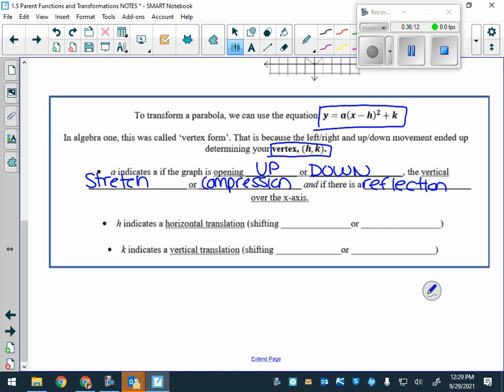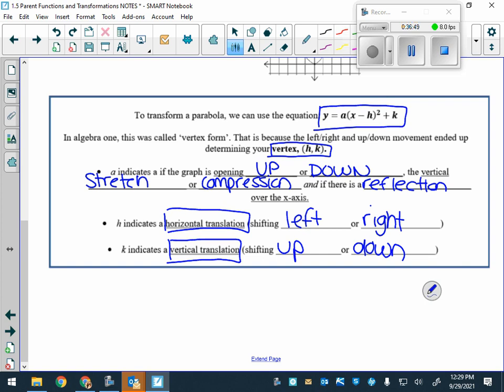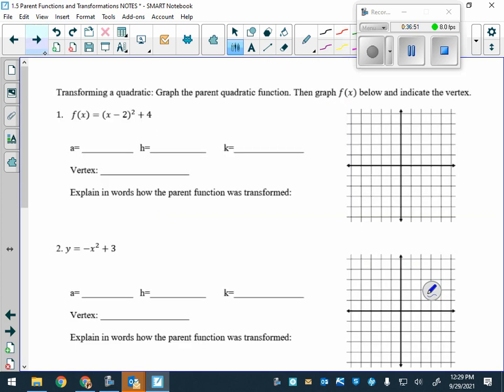Then we have H. It indicates a horizontal translation. Shifting in what direction? Yeah, Laura. Left or right? Good. Then K indicates a vertical translation. Yeah. Up or down. Good. Okay. And again, these will be the same as we go through it. Okay, so we have our horizontal translation, left or right, vertical, up, down. Okay, so we're going to try some examples.